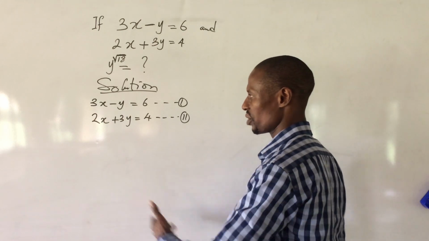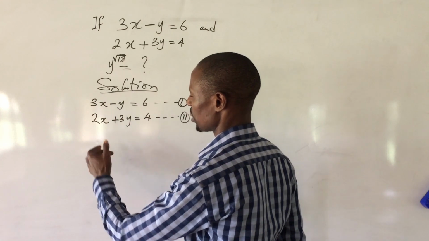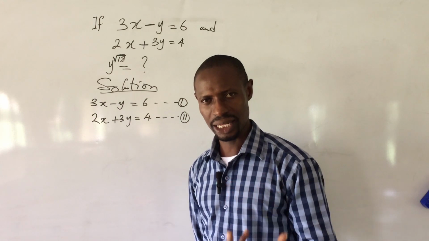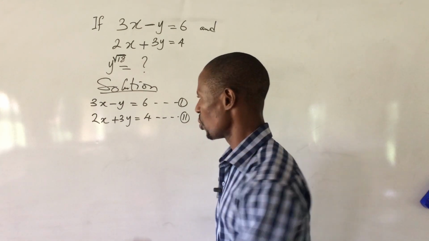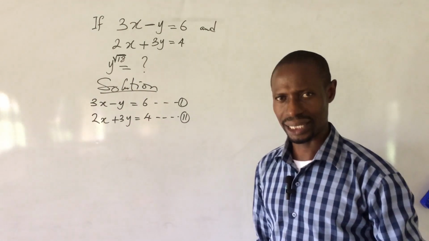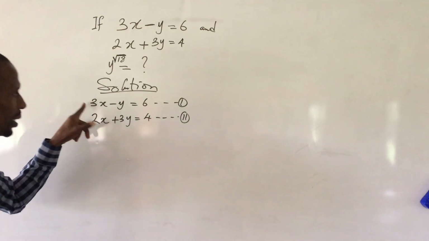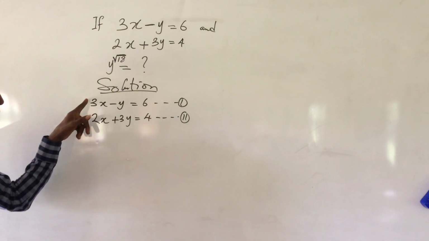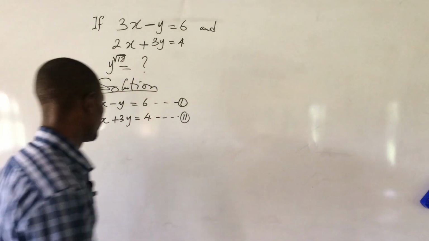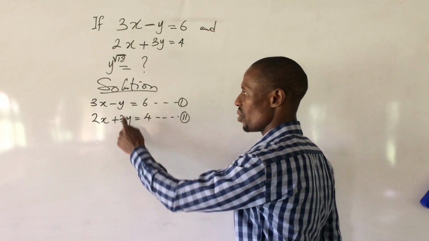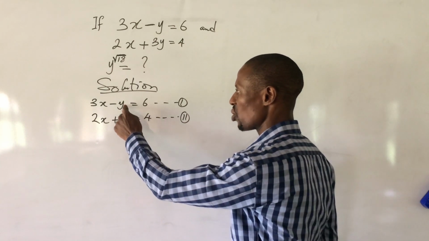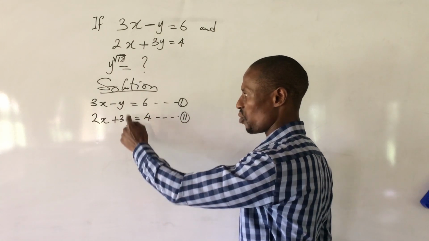And in using the elimination method, we must make sure that the coefficient of the variable we want to eliminate are the same. If we want to eliminate x, we have to make the coefficient of x the same. Or if we want to eliminate y, then we have to make the coefficient of y the same. Now, in this regard, let's eliminate y by making the coefficient of y the same.